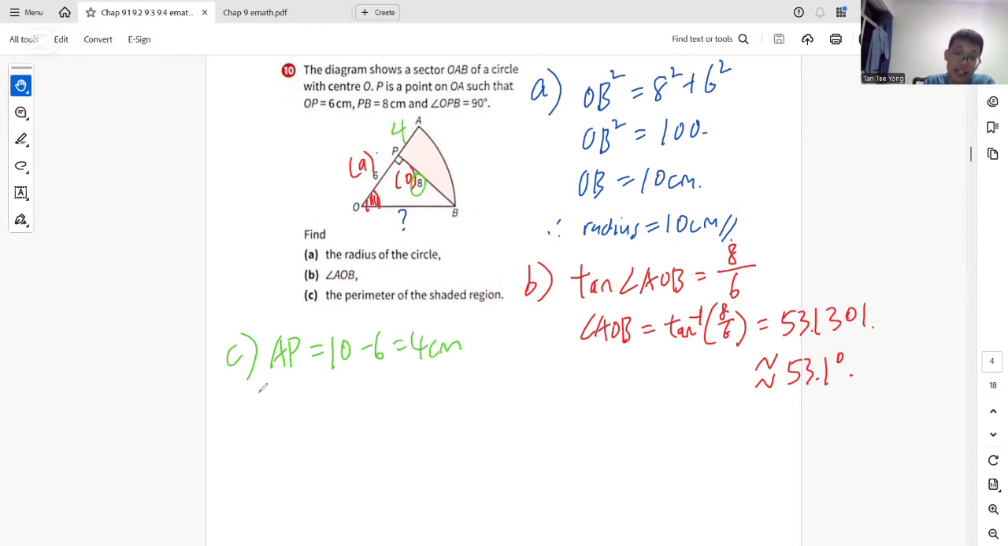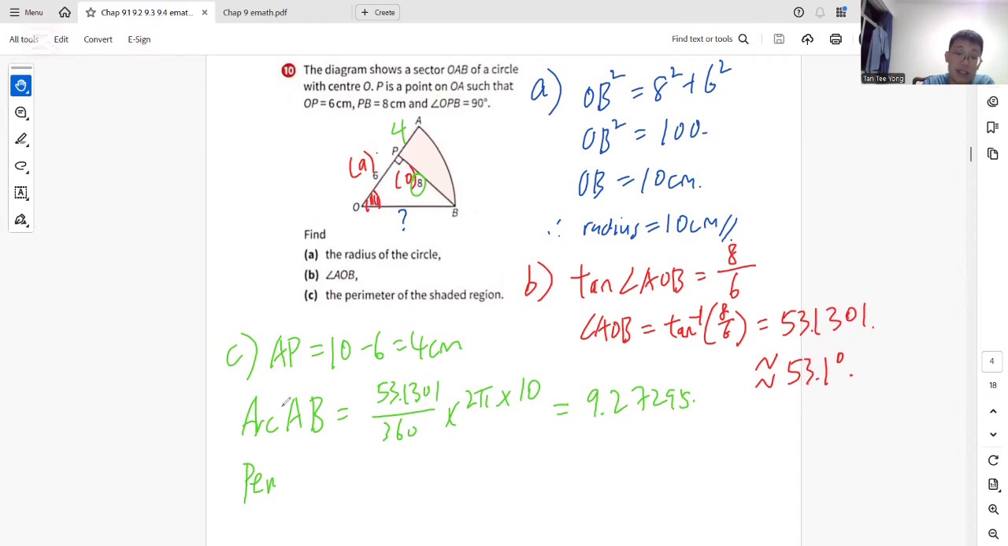We need the arc. So arc AB is equal to 53.1301 over 360 times 2 pi times R, which is 10. So the arc will give me 9.27295.